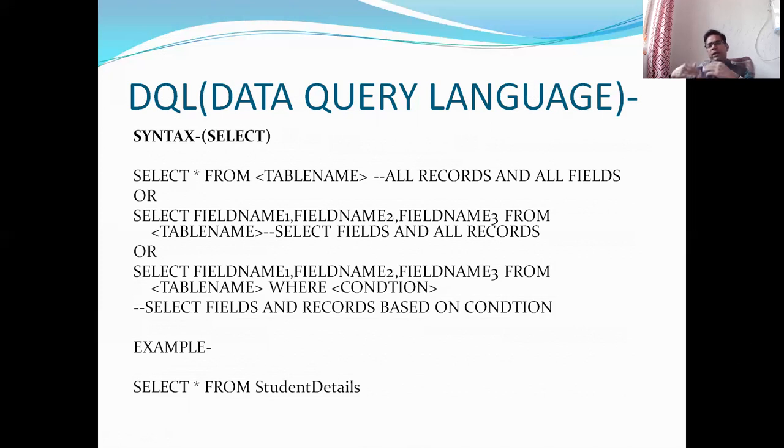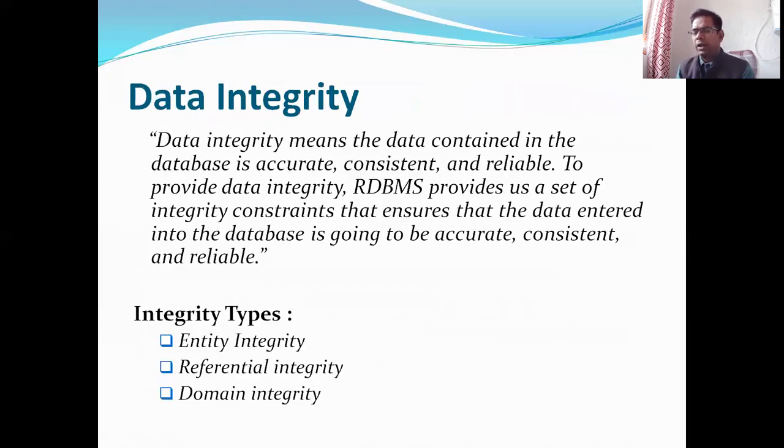So any database must be consistent, and its data must be efficient. Efficient data means it must follow the ACR condition: accurate, consistent, and reliable. So how is it possible? To overcome these drawbacks in a database, there is another term, data integrity. Okay, so let's start data integrity.